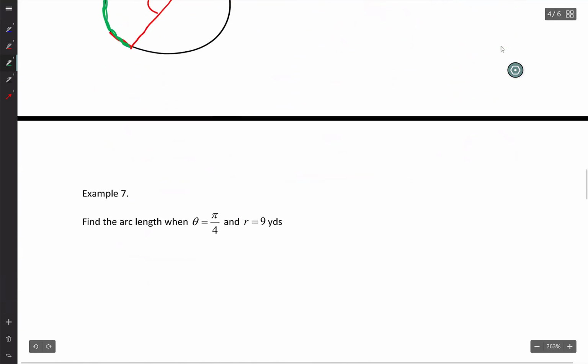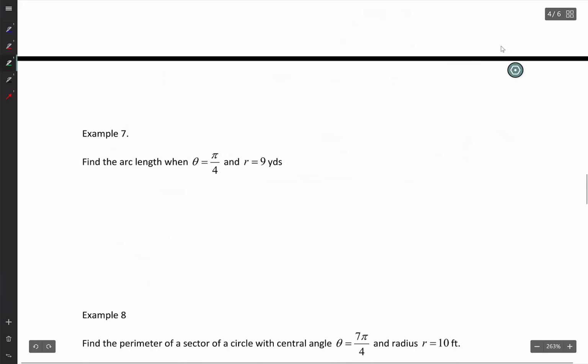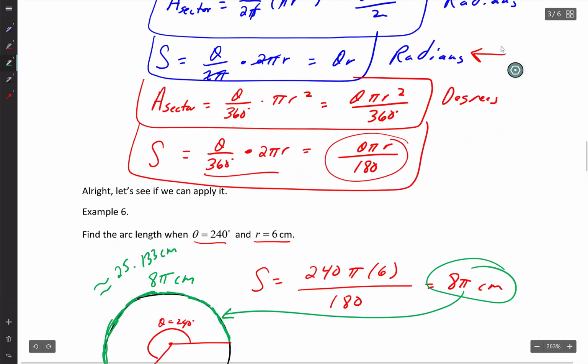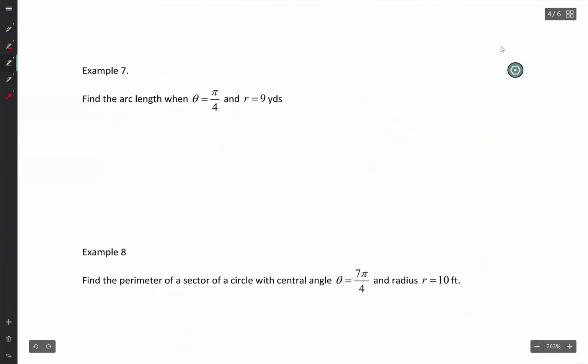It helps. Okay. So this one says, find the arc length when theta is pi over 4. Now we're in radians, so now we can just use our little formula. When r is 9, I'm going to look at my arc length for radians, and it just says theta times r. So I'm going to write S equals theta times r. So pi over 4 times 9, 9 pi over 4 yards. How does that look?